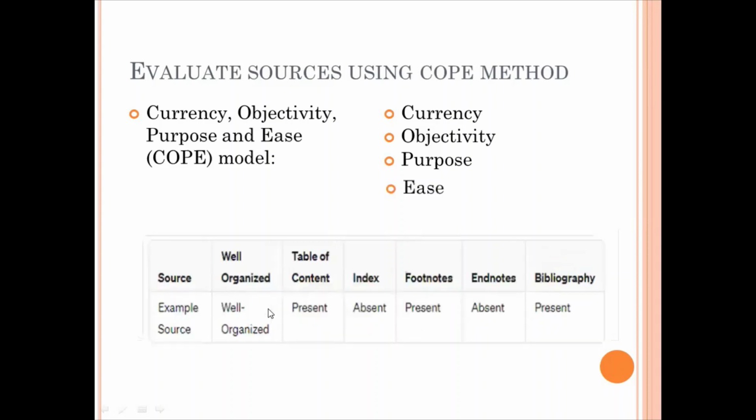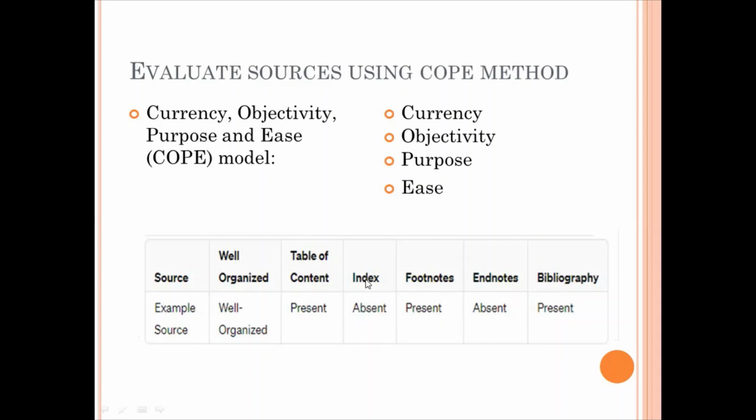Then lastly, you need to know how easy it is for you to access that paper. Is it well organized? Is there a table of contents for you to be able to navigate your work? Are there indexes on it? Are there footnotes, endnotes, and bibliography? All that we will answer in there. That was what I was trying to explain earlier on.